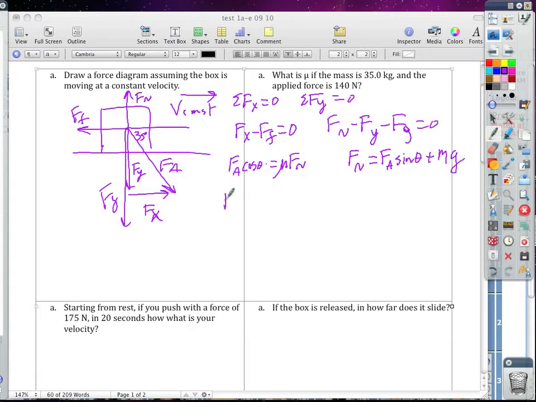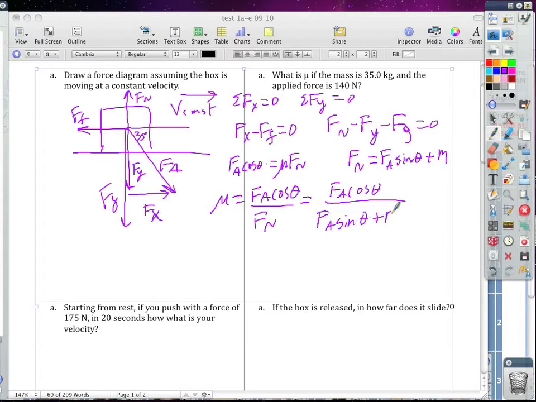Now I can sub, so I have Fa, well actually, you know what? First I will just solve for mu. So I'll say mu is equal to Fa cos theta over Fn. And what is Fn? Fn is this stuff. So I get Fa cos theta over Fa sine theta plus, supposed to be a g there, plus mg. And this gives you a mu, I think, of 0.271. Is it a 2? There's no 2's in here anywhere, except for right there.